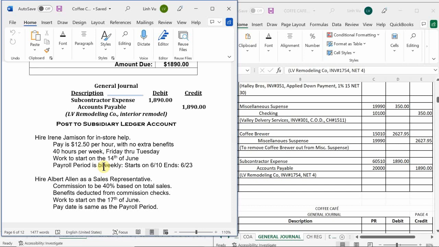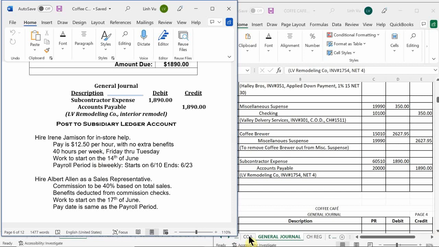Her pay period is bi-weekly, and it starts on June 10th and ends on June 23rd. So in this case, she joins right in the middle of a payroll period, okay? Which is fine. It's normal, right? Because you don't start payroll whenever you feel like it. You usually start payroll in the middle of the week, or usually at the beginning of the month. But in this case, we just barely started the company as of June 1st. So we're going to set the payroll period to be from June 10 to June 23rd.